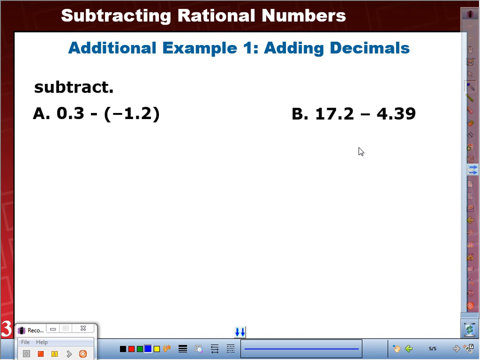So if it's a subtraction, we're going to add the opposite. What is the opposite of 4.39? Negative 4.39, and to the first. Step 2, rewrite the decimals vertically. What does that mean? Stack them, right? Which one goes on top? 17.2, so you're going to write 17.2, and you're going to align the decimal of the other right there.